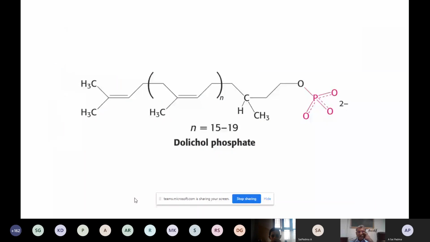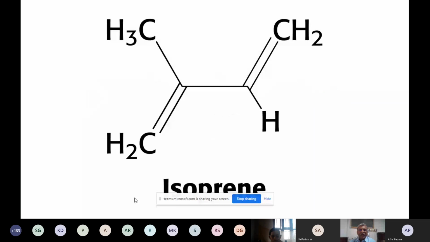Now, an important molecule called dolichol phosphate, present in the ER membrane, is responsible for this glycosylation process to be initiated. It basically consists of isoprene units, about 15 to 19 in number. This is a typical isoprene unit, and such units, 15 to 19, constitute a single dolichol phosphate molecule.